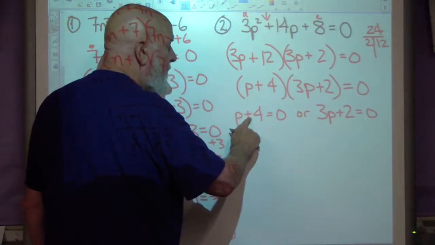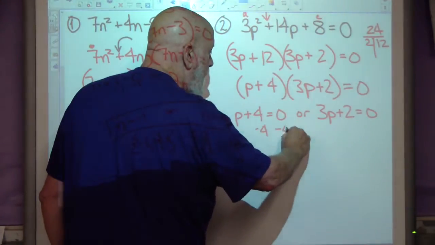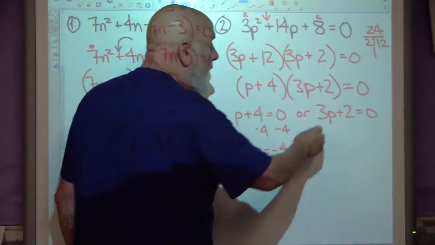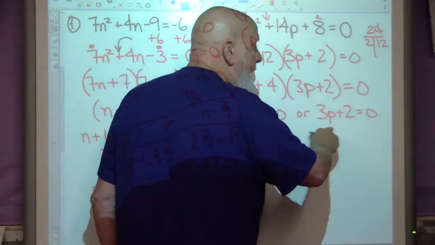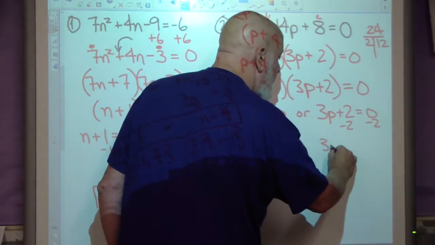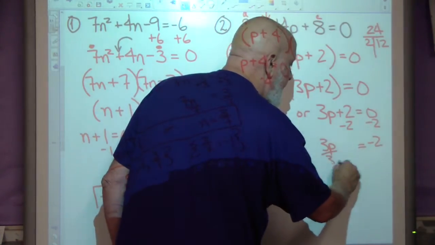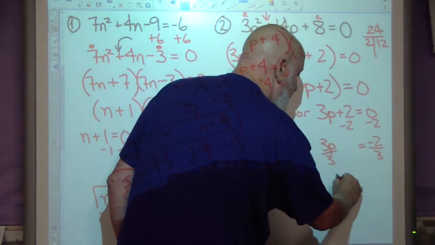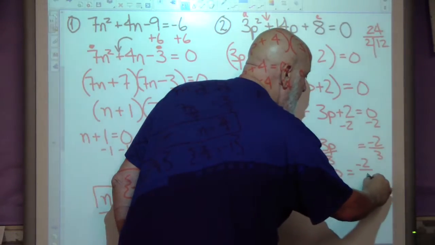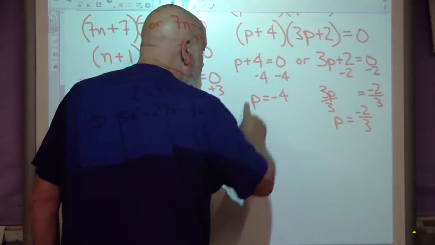And now I'm going to solve these using pre-algebra. In this case, I'll subtract 4 from both sides and get p is equal to -4. That's one of my solutions if I haven't made any mistakes. In this case, I'm going to subtract 2 from both sides and then divide by 3. So I'm subtracting 2, rewriting my equation, dividing both sides by 3, rewriting my equation, and there's my answer, -2/3. And I can write my answer like this.